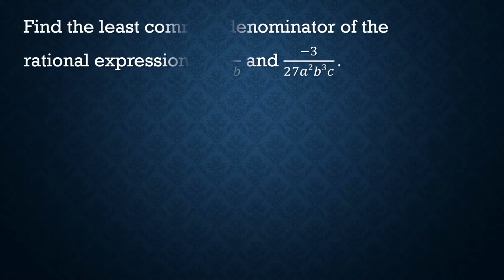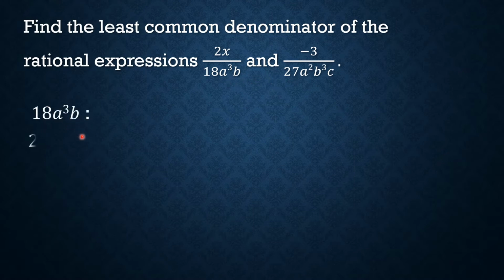For example, find the least common denominator of the rational expressions 2x over 18a cubed b and negative 3 over 27a squared b cubed c. So, to find the least common denominator, the first thing that we have to do is to factor the denominators. So, we have 18a cubed b and 27a squared b cubed c.